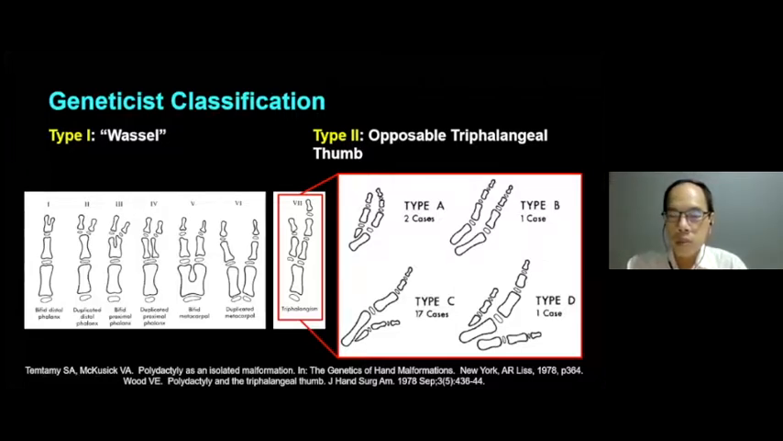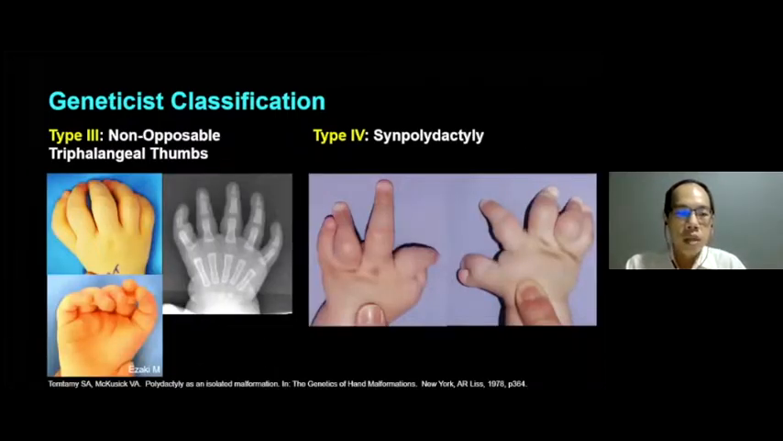that was expanded upon by Dr. Wood. Geneticist type 3 are the non-opposable triphalangeal thumbs, or the 5-fingered hand, and then type 4, the syn-polydactylies.